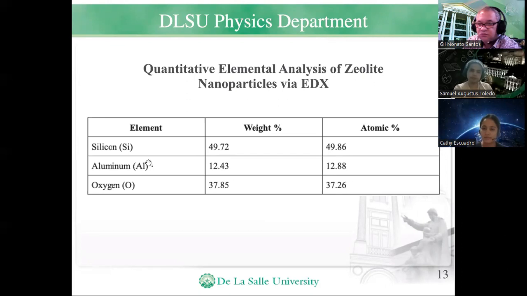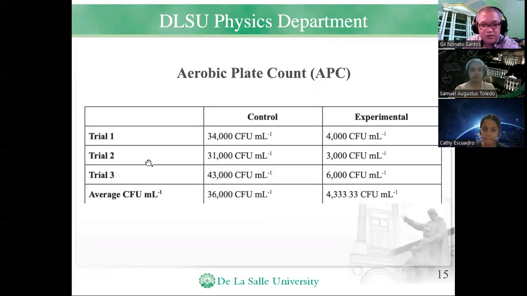So aluminum silicate. This is the aerobic plate count. You have three trials. For the control, we have 34,000 colony forming units per mL. Experimentally, when it is exposed to the nanoparticle, it was reduced to 4,000 CFU.